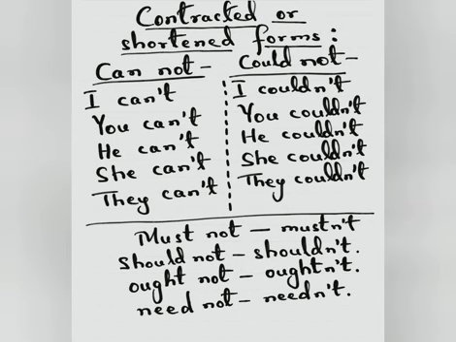Could not is contracted to couldn't. I couldn't, you couldn't, she couldn't or he couldn't, they couldn't. So these contracted forms are used in spoken English. Must not becomes mustn't, should not becomes shouldn't, ought not becomes oughtn't, need not becomes needn't.